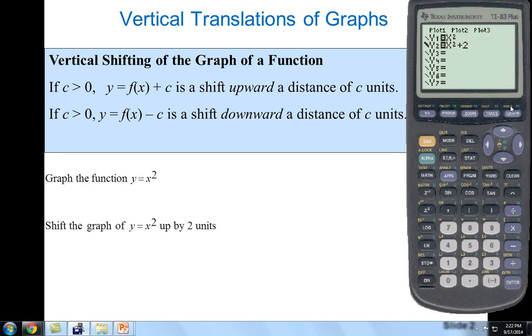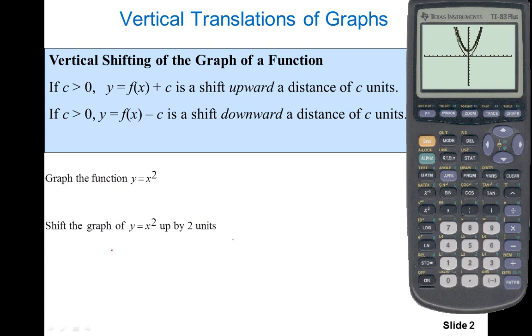and this is so I can distinguish the two lines. And now I'll regraph, and you can see that my initial graph was shifted upward by a distance of 2 units. So my equation here is y is equal to x squared plus 2. And this will shift my graph up a distance of 2 units.